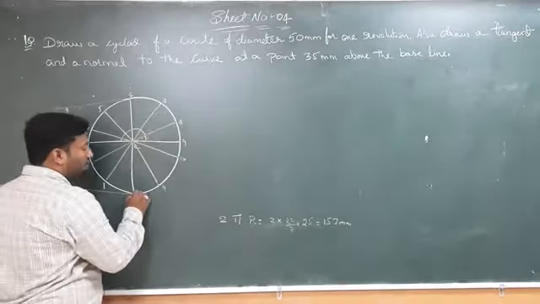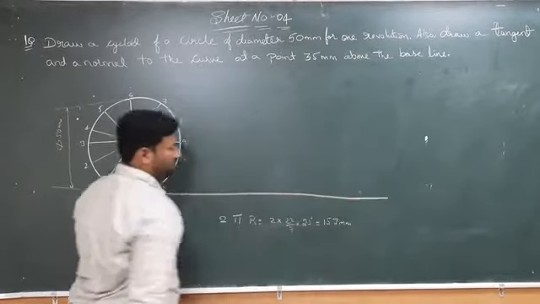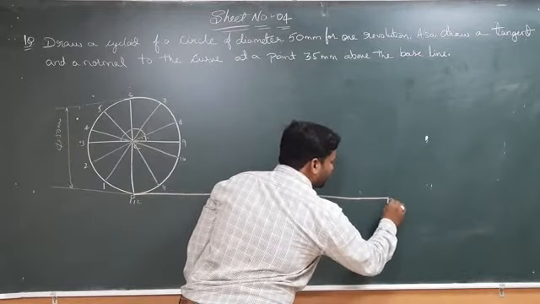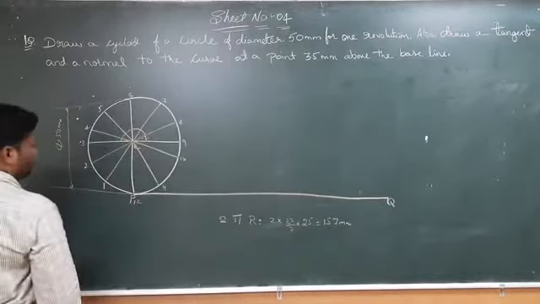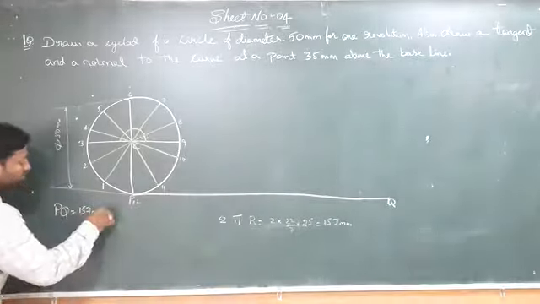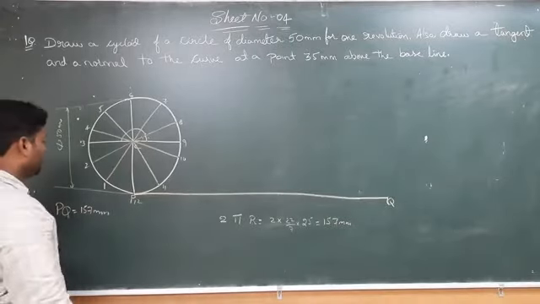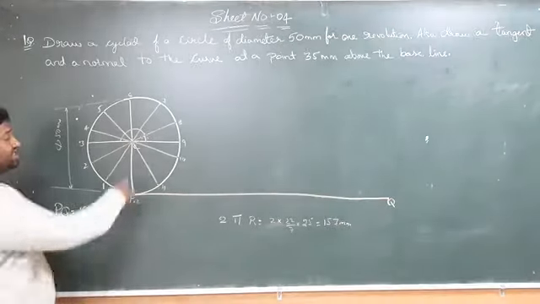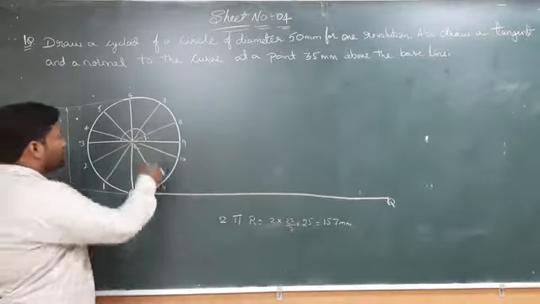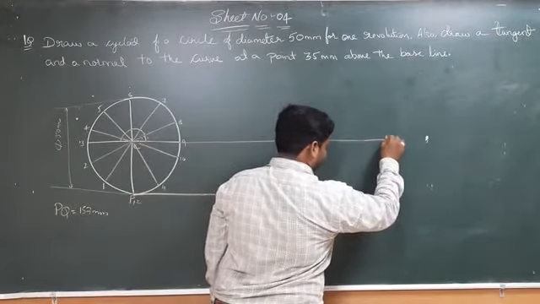So we have to draw a baseline of 157 mm. From P we will label the point P, and here we label the other end Q. Now this PQ is equal to 157 mm, which is the circumference of the circle. After that we have to draw the center line, equal to the circumference of the circle. So from here we will draw another line, which is known as the center line.